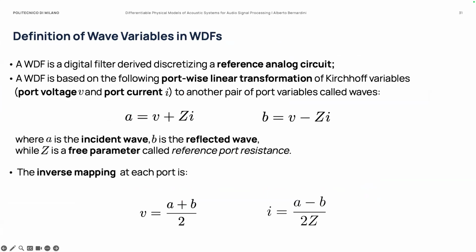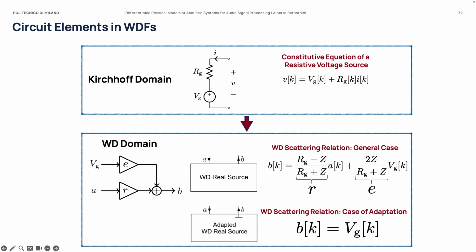Here is an example of a possible transformation of variables that you can apply when you use wave digital filters. You start from pairs of port variables, voltages and currents, and you go to another domain, called the domain of waves. For each port, you have a pair of waves. One is the incident wave to the block, which is A. The other is the reflected wave from the block. Each element will be characterized by a scattering relation in which you have an input wave and an output wave. You also introduce in the new domain a free parameter, called port resistance. This parameter is completely free, so you can choose it as you wish. The idea is to exploit this parameter in order to remove the implicit equations that you had in the Kirchhoff domain.